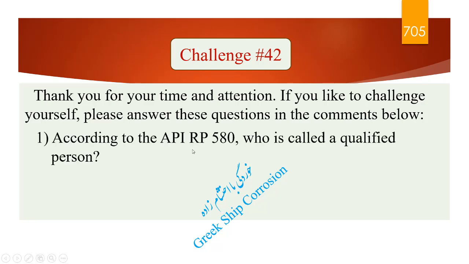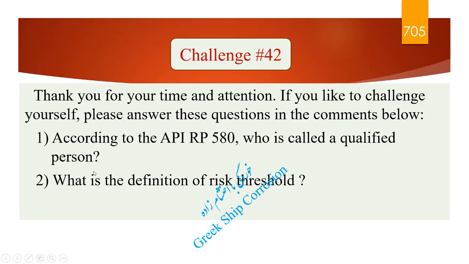1. According to the API RP 580, who is called a qualified person? 2. What is the definition of risk threshold? 3. Define unmitigated risk.